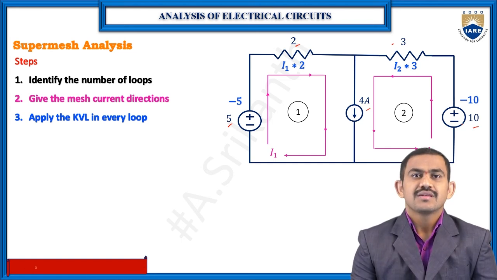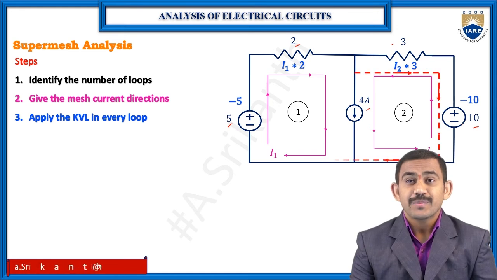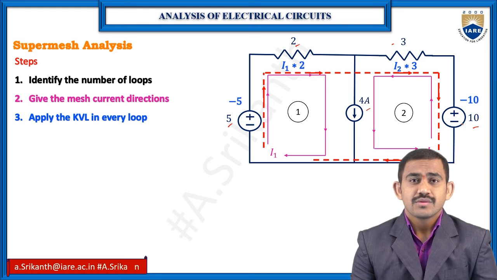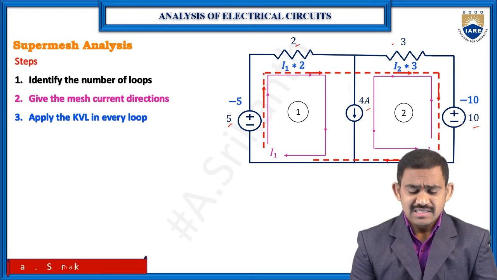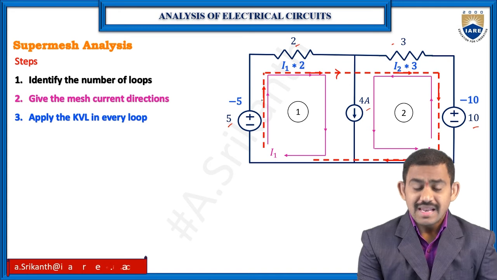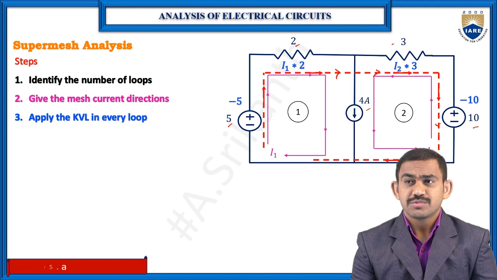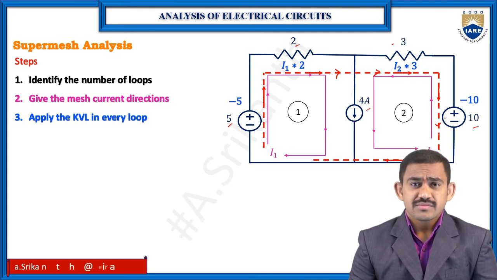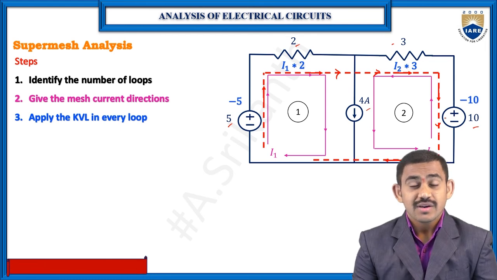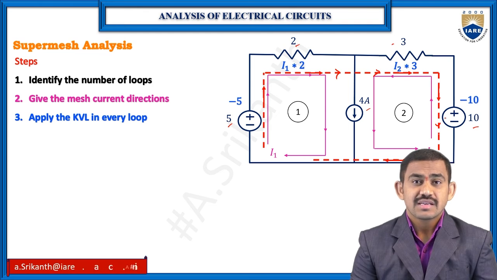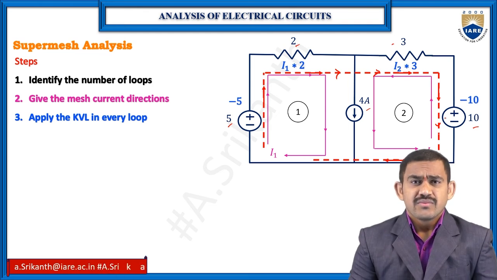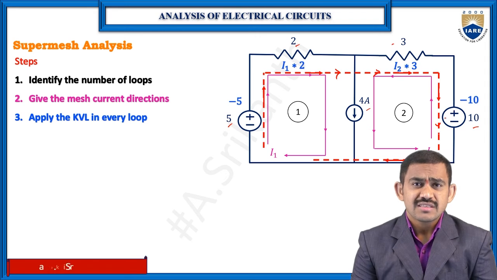For this, I need to go for the super mesh or super loop. Give the direction, any direction. So I gave the direction, the loop 1 direction. Just observe. Now write the equation for the ideal current source. I have one ideal current source, so I need to write the equation for it.